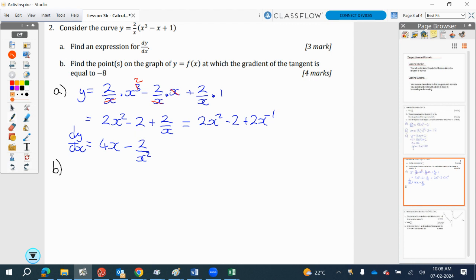Instead of 2 over x squared, can you also say negative 2x to the power of negative 2? Negative 2x to the negative 2. Yeah, to the negative. Okay. You would normally get the point for that.